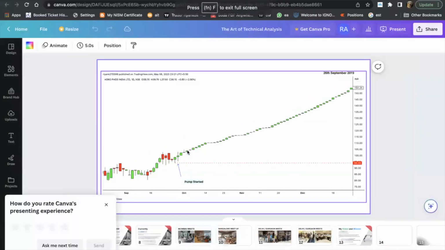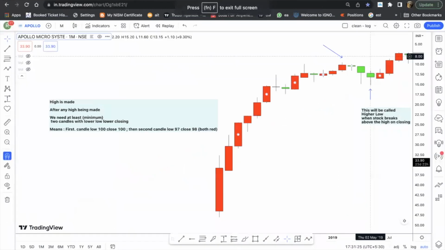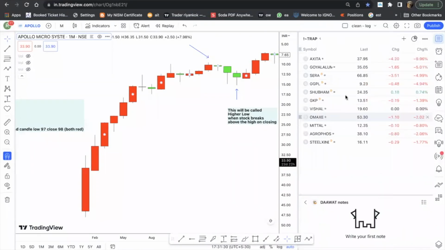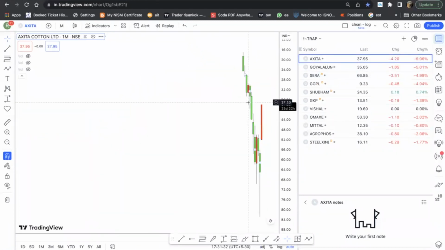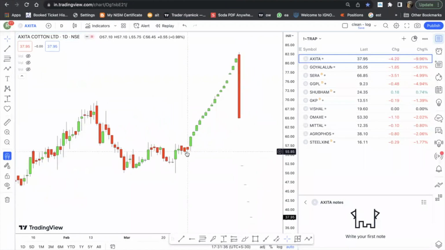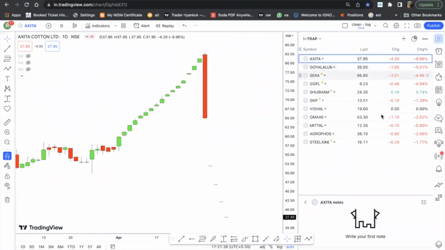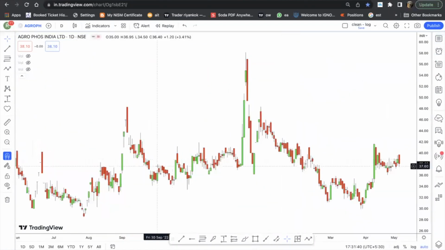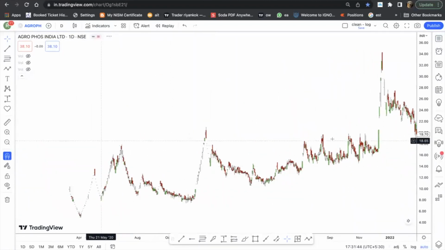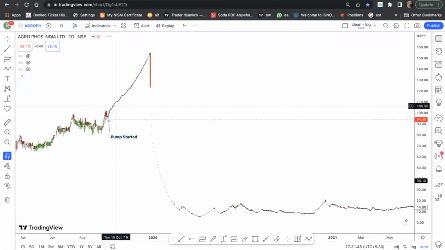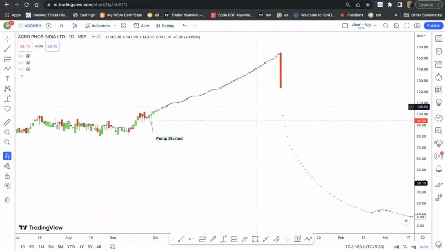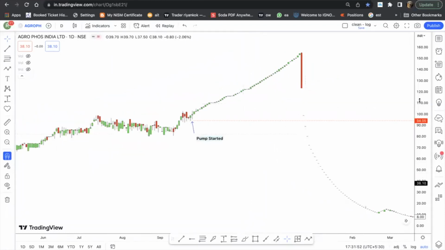Just to explain it a bit better, let me walk you through my TradingView terminal very quickly. All right. So I took Agro first, right? Yeah. So this was 2019. I will just very quickly scroll it back. All right. So this is the chart of Agrophos India, back in 2019.